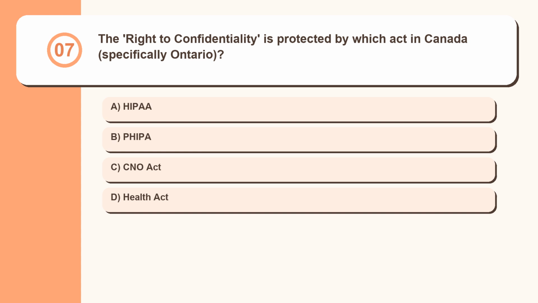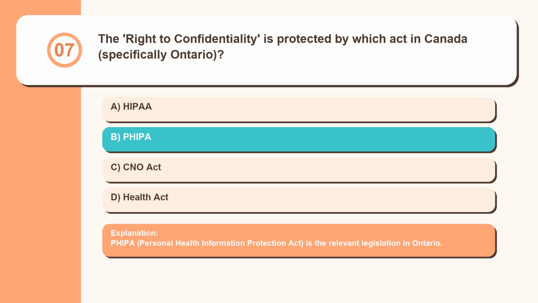Question 7. The right to confidentiality is protected by which act in Canada, specifically Ontario? HIPAA, FAPA, CNO Act, Health Act. PHIPA, the Personal Health Information Protection Act, is the relevant legislation in Ontario.